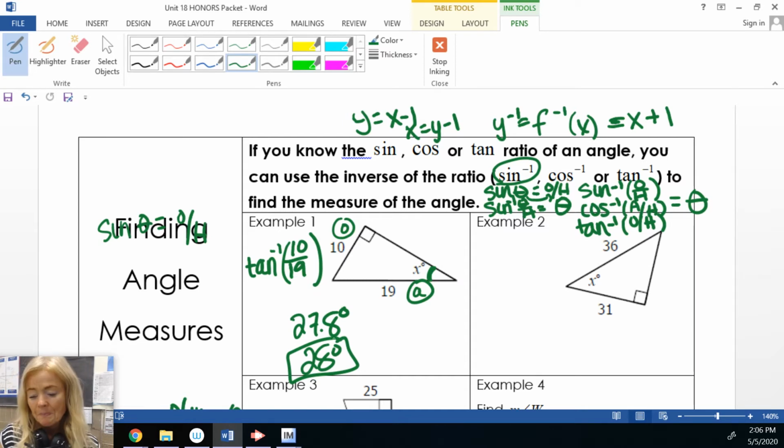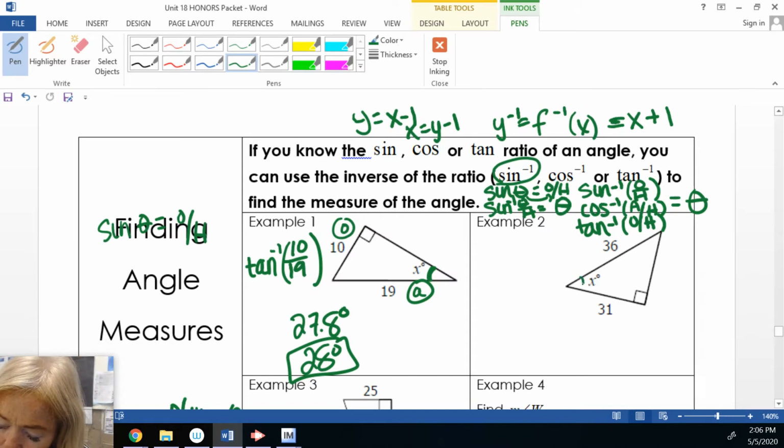All right? So it's nice because you figure out the O's, A's, and H's, you label the sides, you figure out the trig function that we're using, and then you just put in the inverse and the ratio of sides, and you're done. Throw it in the calculator. No solving step, which is so much easier.